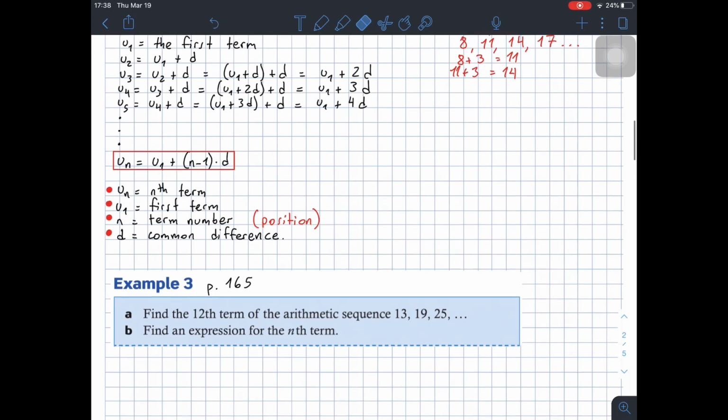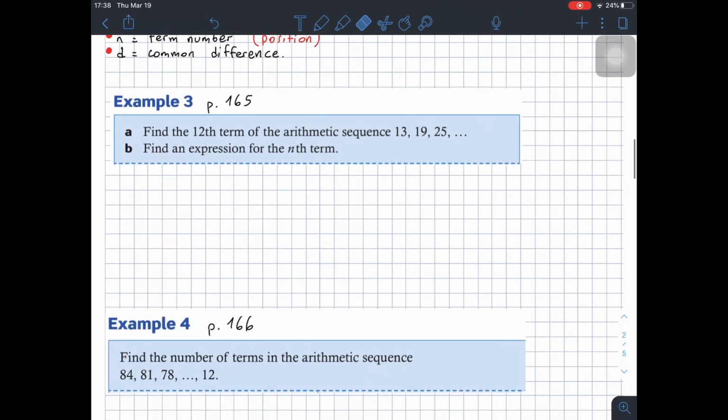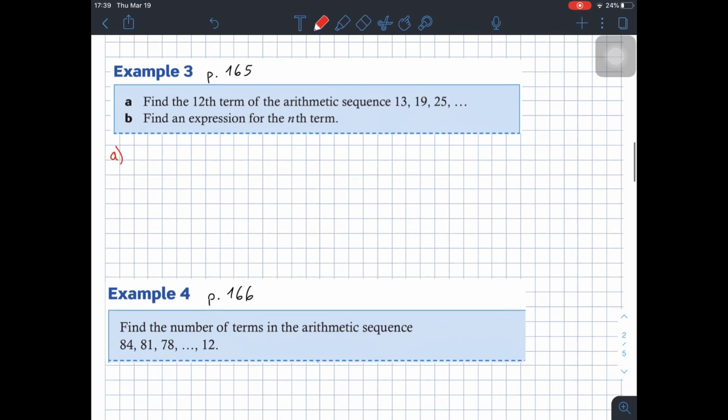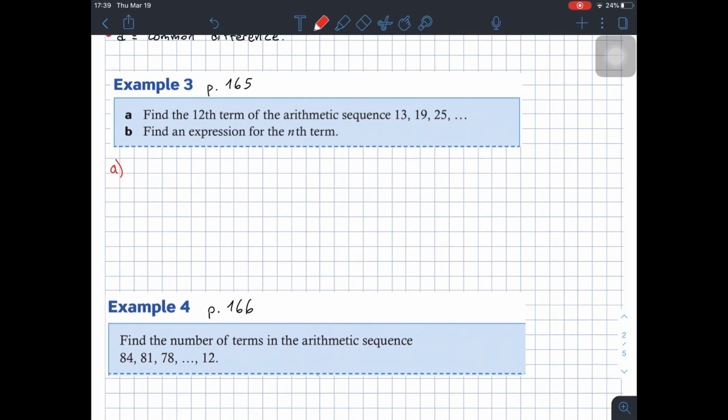So we keep on with this. Erase this. Let's see this example. This is example number 3 of the book, if you want to follow using the book. It says, find the 12th term of an arithmetic sequence, and this is the arithmetic sequence. You see that this problem is already telling us that this is an arithmetic sequence. So we know that the difference between the terms should be a constant, right? What will be the common difference in this case? So let's identify first. What will be u1? u1 is the first term, which is 13, okay?